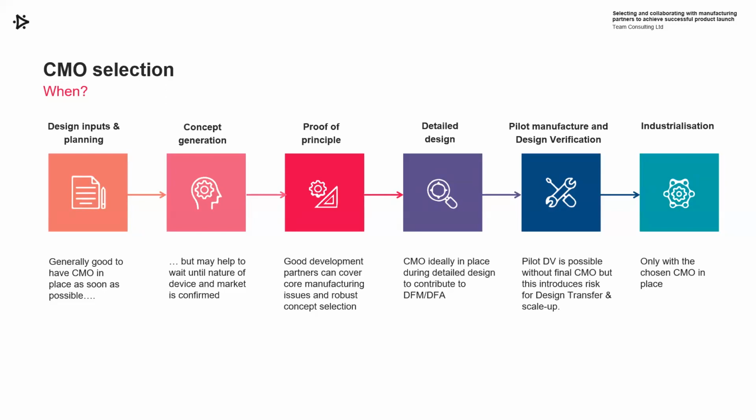Through the proof of principle phase, if you've got a good development partner, they should be able to cover some of the core manufacturing issues and make sure that, for example, the concepts being selected are going to be robust from a manufacturing point of view.